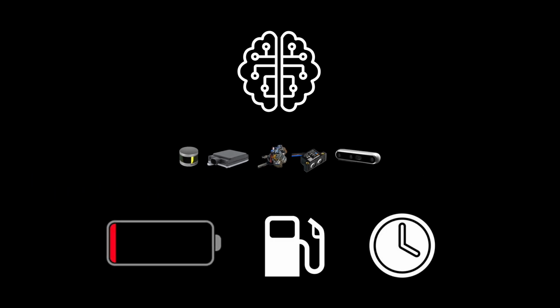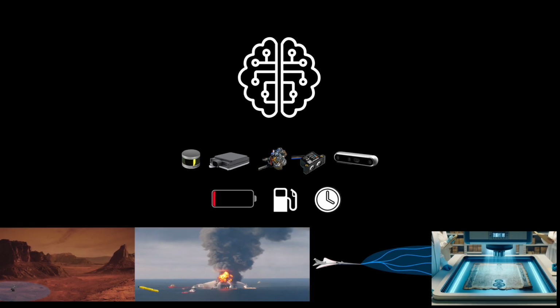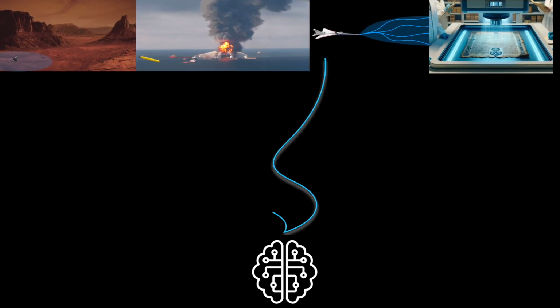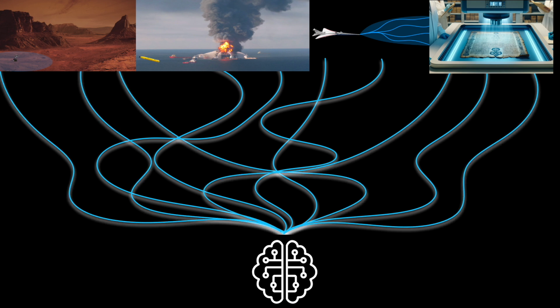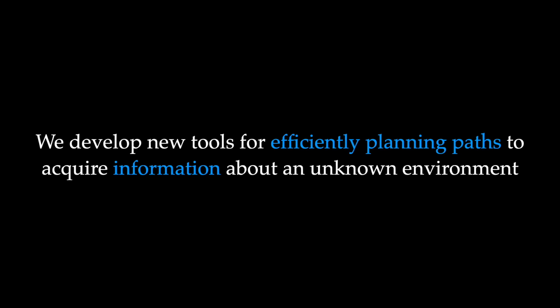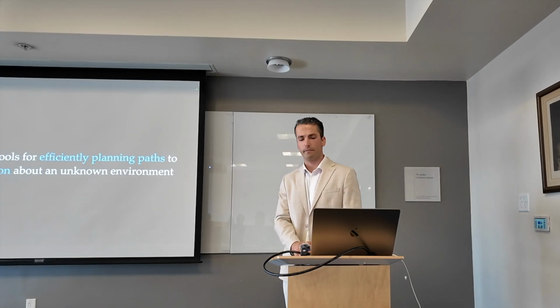These could be constraints on the amount of battery it has, fuel on board, time constraints, or dollar constraints as well. So given the sensors available to the robot, and given the constraints that it has to obey, the problem is: how does the agent plan this sequence of actions into the future to reduce its uncertainty in some underlying quantity that it's trying to estimate in the environment? That is adaptive informative path planning with multimodal sensing. This thesis is focused on developing new tools for efficiently planning paths to acquire information about these unknown environments.